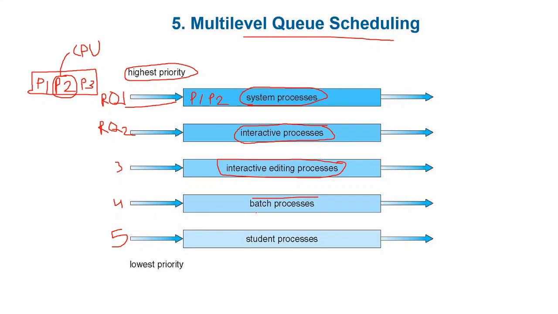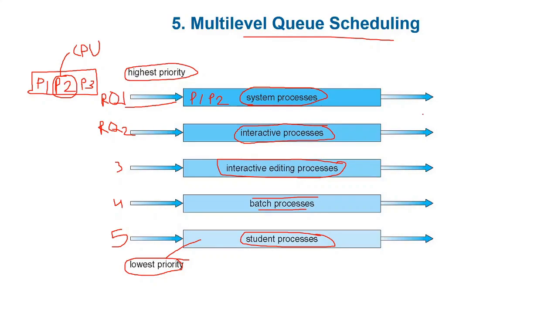Then batch processes. Batch processes are like you keep them for execution, and they keep on doing their work, and later on you can check them. You can submit a lot of processes for execution and leave them, and later see the result. Student processes are considered the lowest priority processes. Student processes are like whenever a student executes any programs or any other task. Such processes are considered the lowest priority.